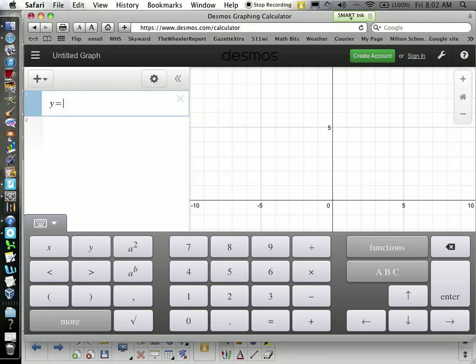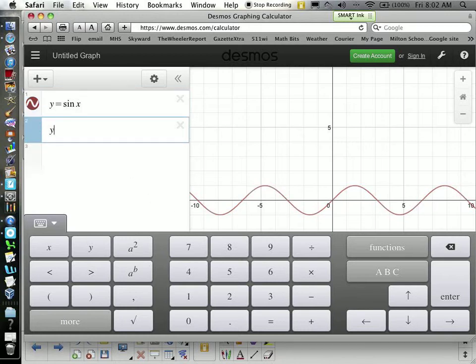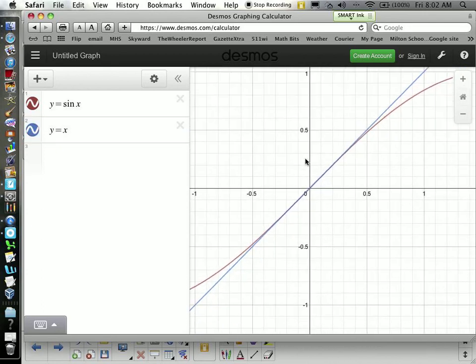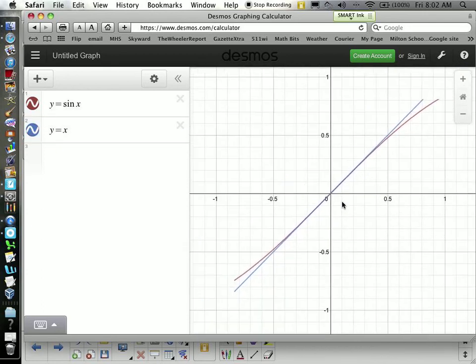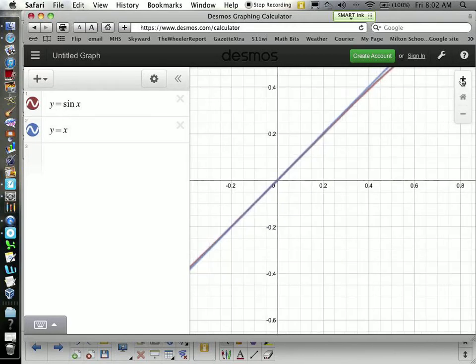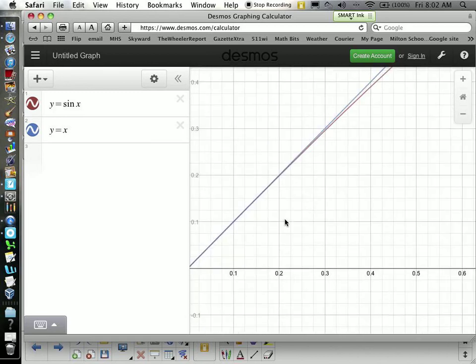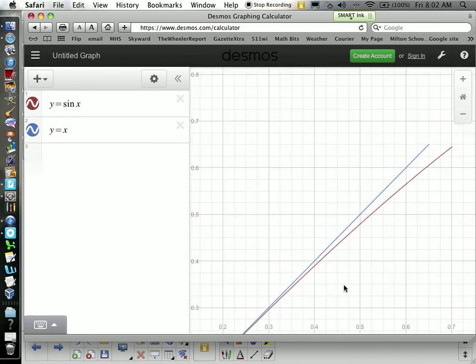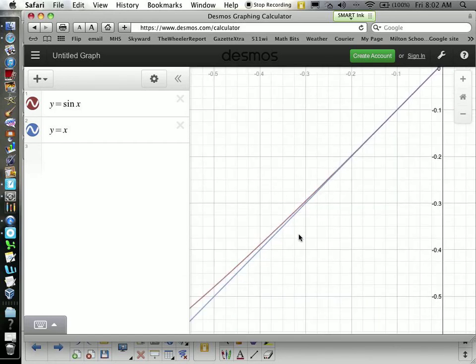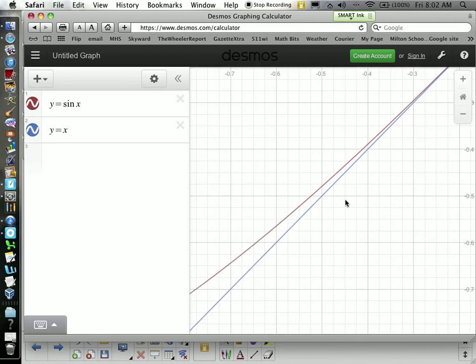So, y equals sine x. Okay, second function, y equals x. And even there, it's a little tough to see, but we can zoom in here. And we see, obviously, that the two intersect at y equals x. And then if we really zoom in, they are almost identical, but we should be seeing a point of intersection right at about root 2 over 2 and negative root 2 over 2.